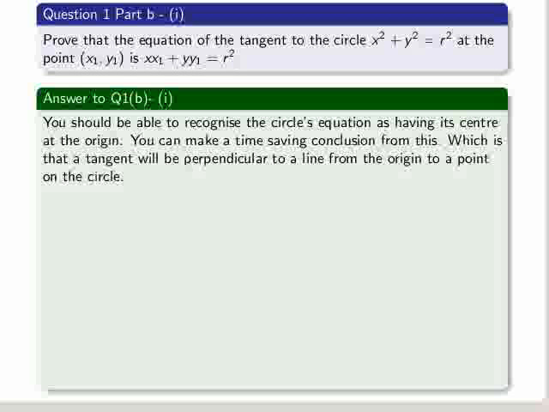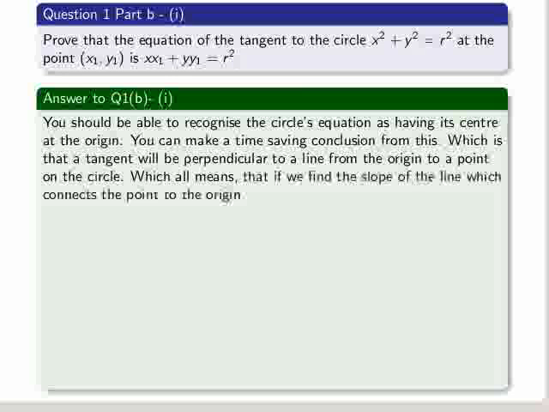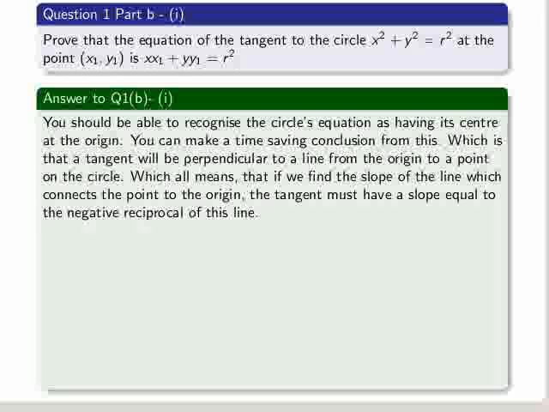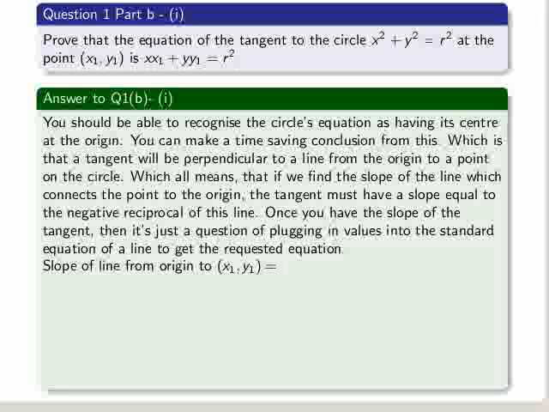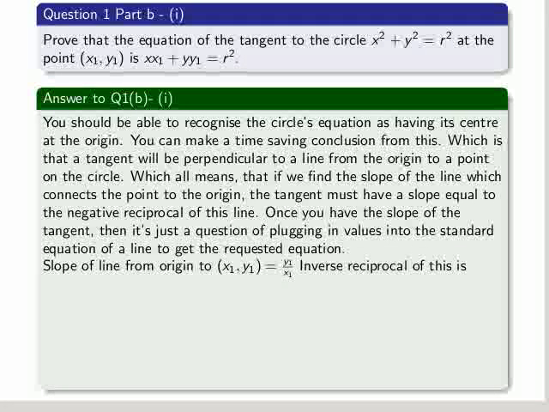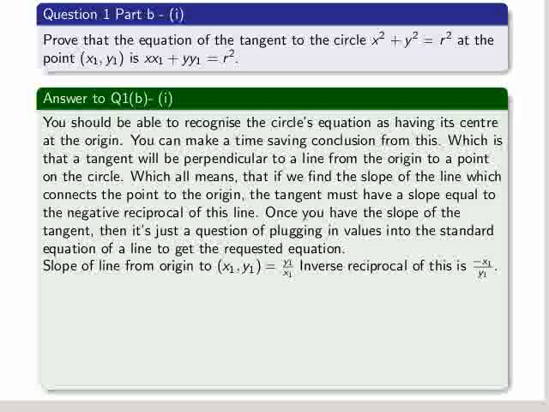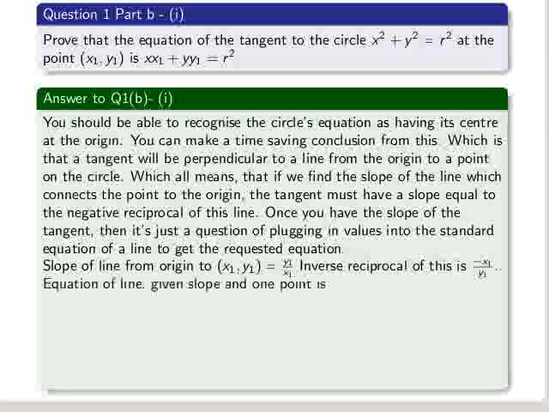the origin to a point on the circle, which all means that if we find the slope of the line which connects the point to the origin, the tangent must have a slope equal to the negative reciprocal of this line. Once you have the slope of the tangent, then it's just a question of plugging in values into the standard equation of a line to get the requested equation. The slope of a line from the origin to x1, y1 is equal to y1 over x1. The negative reciprocal of this is minus x1 over y1. So that's the slope of our tangent.